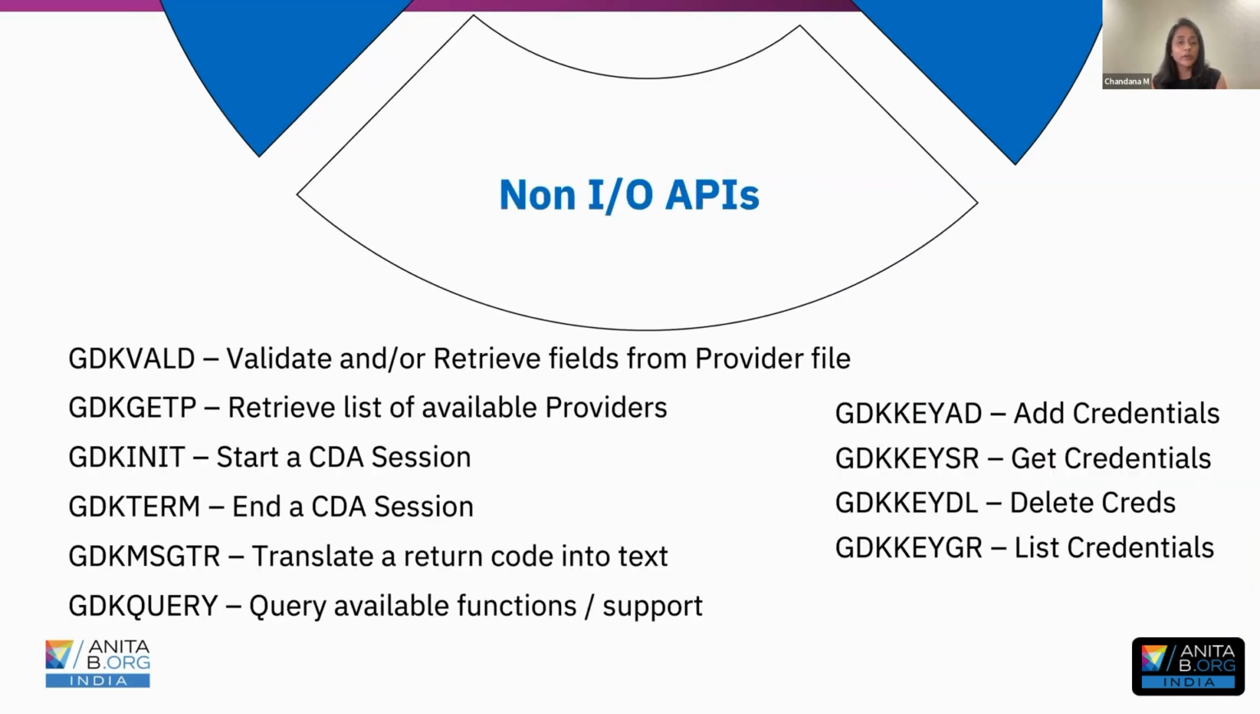And here are the non-IO APIs. These APIs provide additional capability. For example, let me take GDK_Init. In this case, I can start a particular cloud session and do multiple activities, where I can do data transfers multiple times and then terminate using GDK_Term. So these are the additional APIs that are available in CDA.